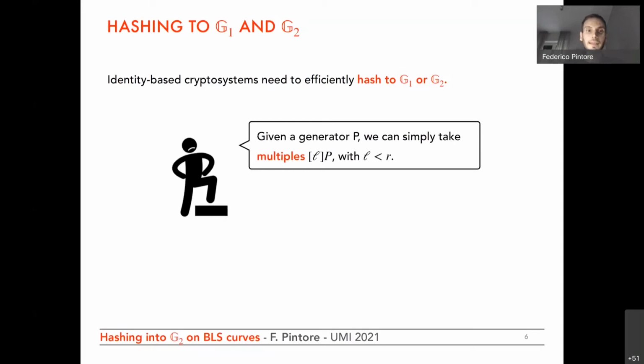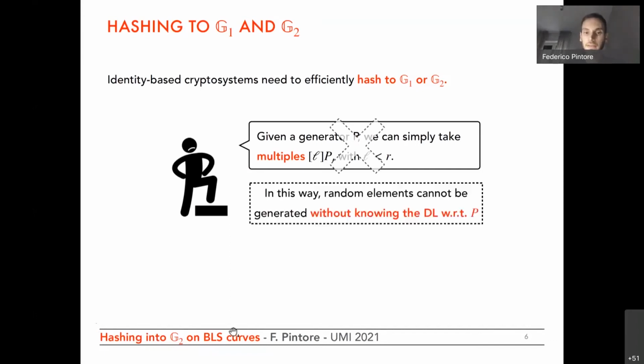And one might observe that there is an easy solution to this problem. We can just pick a generator of the target group, and we consider random multiples of this generator. But this is not a good solution, because for all the points that are produced in this way, we know the discrete logarithm with respect to the generator P. So this is not an acceptable solution. We are looking for something different.